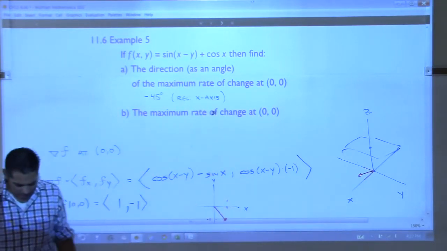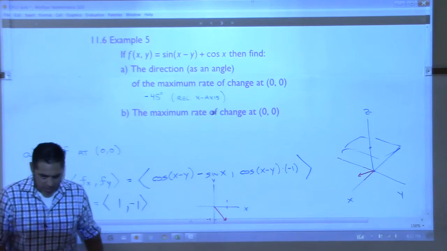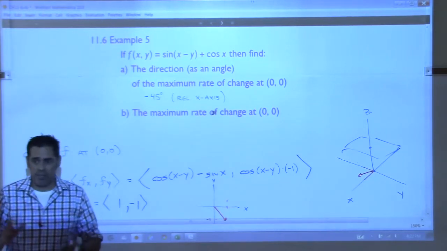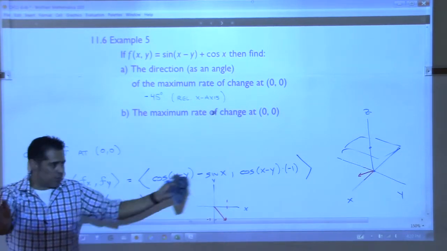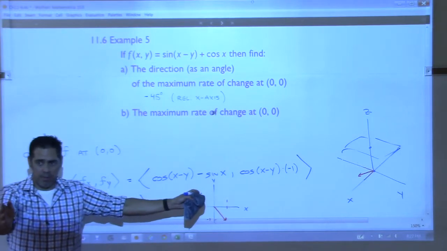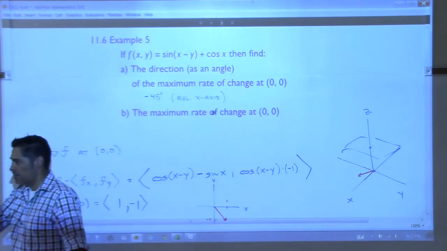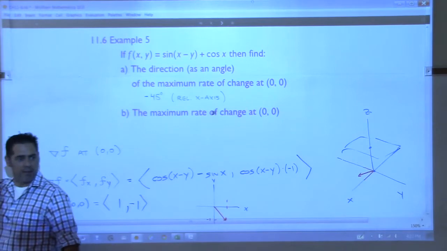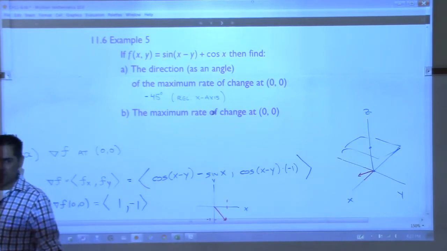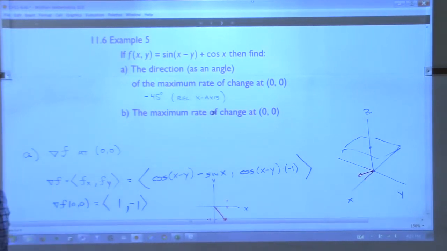So again, I can't help but see myself standing here at 0, 0, up here on the surface. Okay, which way do I point? X-axis, y-axis, right? 45 degrees this way, right there. Take a step in that direction and you're going to get the steepest descent. No other direction will get you anything steeper.